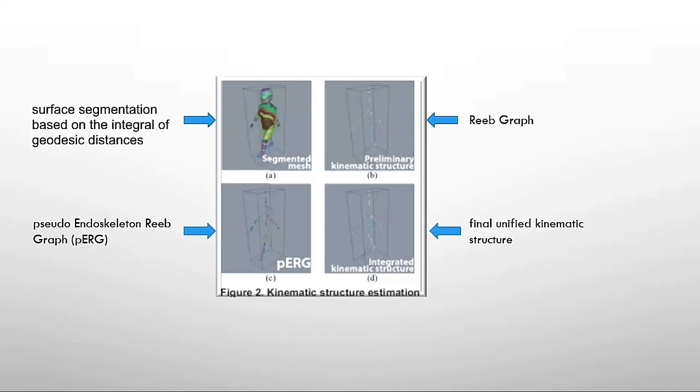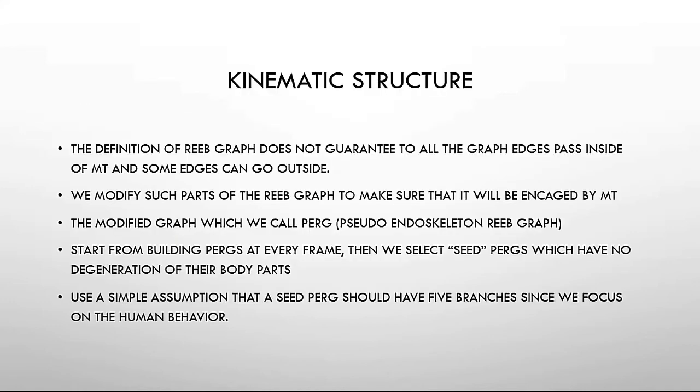The definition of the Reeb graph does not guarantee that all the graph edges pass inside the MT, and some of the edges may go outside. We modify such parts of the Reeb graph to make sure that it is enclosed by MT. The modified graph we call PERG, the pseudo-skeleton Reeb graph.